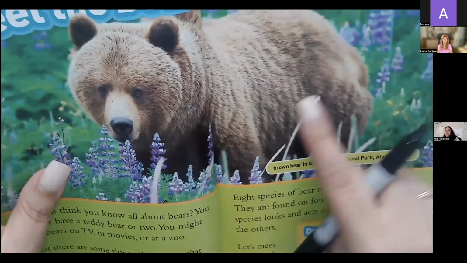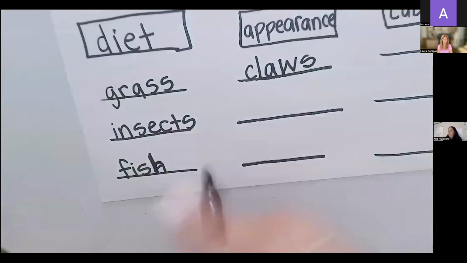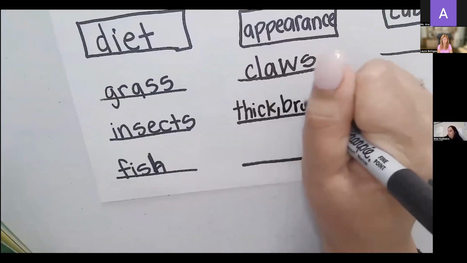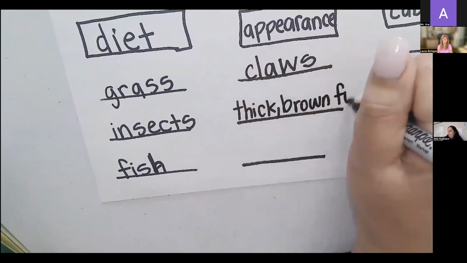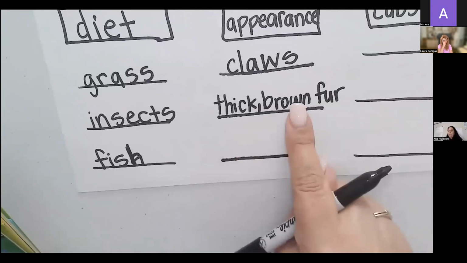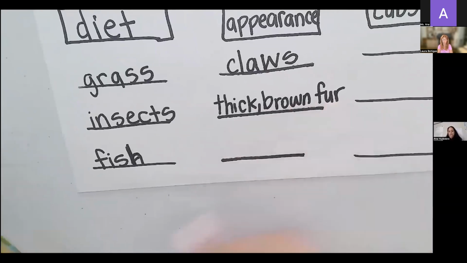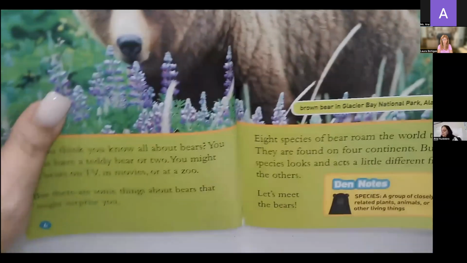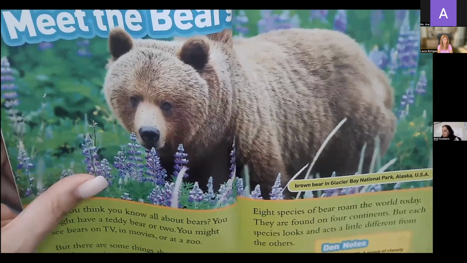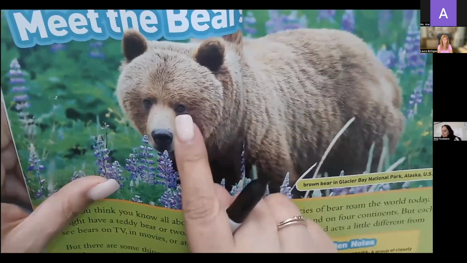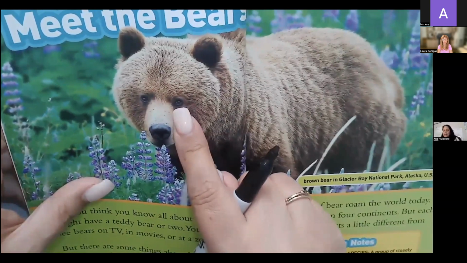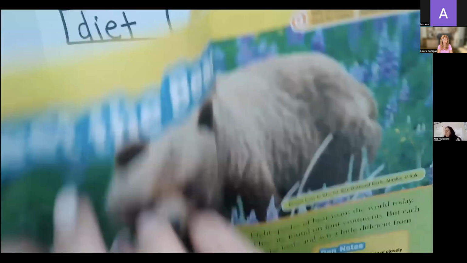Let's look at their appearance. They have some thick brown fur. I'm going to write thick, brown fur. It's good to put a comma between adjectives. Remember, adjectives are words that describe. So the thick and the brown are describing the fur. And let's go ahead and see here. What else do we see here? Okay, we see that the brown bear has small beady eyes. Small beady eyes. Tiny, tiny, that's what I'm going to say.